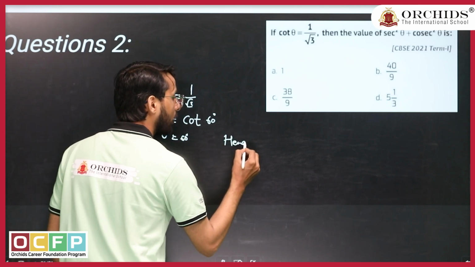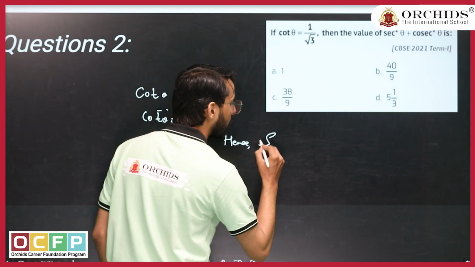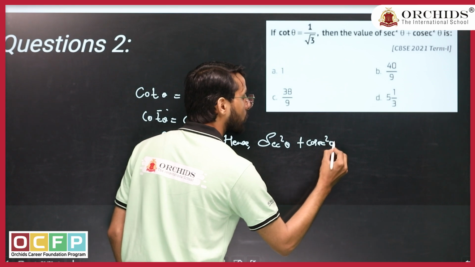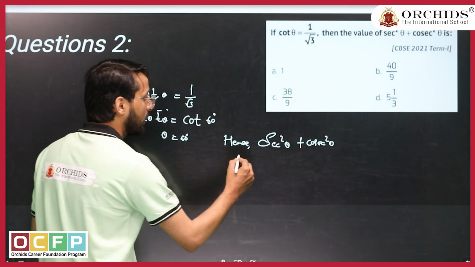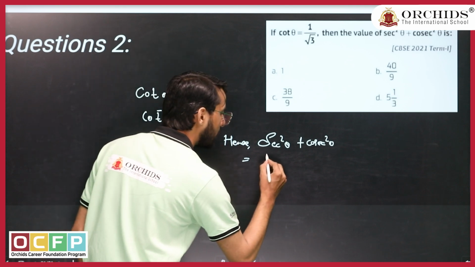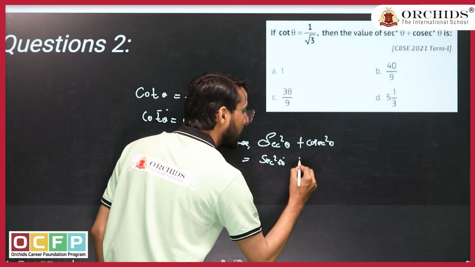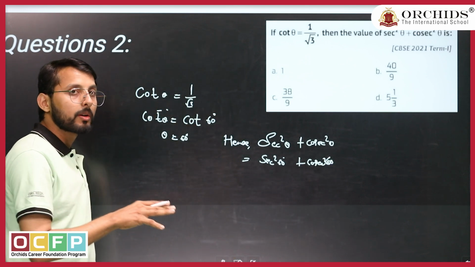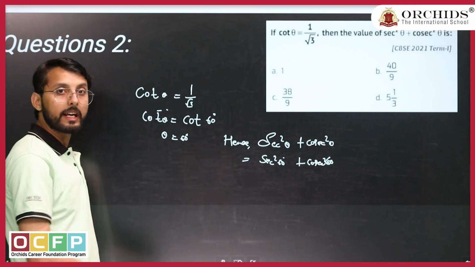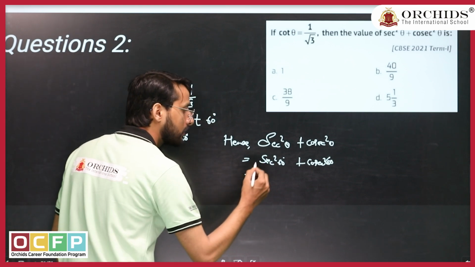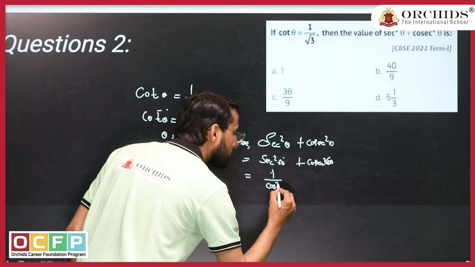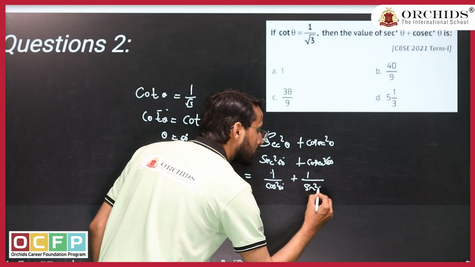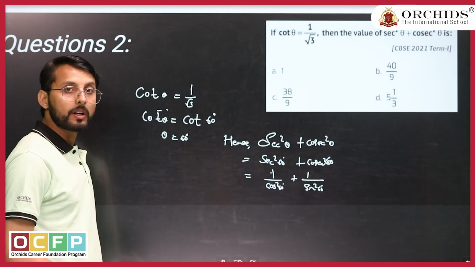Hence, what do we have to solve? We have to find the value of secant square theta plus cosecant square theta. How can we solve? So secant square theta, since we know the theta value, I can write secant square 60 degrees plus cosecant square 60 degrees. Now, here the problem is some students are not very fluent with the degree angles. So they can go with the standard angle. Secant I can write as 1 by cos square 60 degrees and cosecant I can write as 1 by sin square 60 degrees.